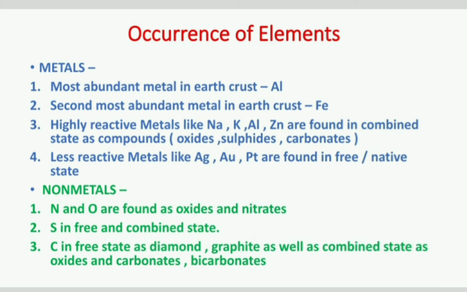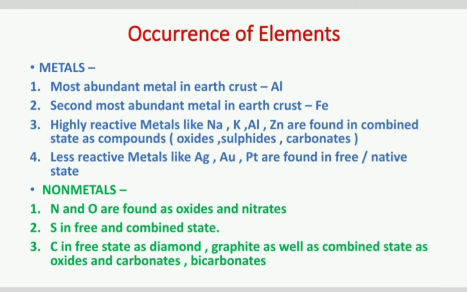That is why they are found in compound form, like oxides, sulfides and carbonates in the earth's crust. Whereas the less reactive metals like gold, platinum and silver do not react with anything. In general terms, we can understand that these metals are happy in themselves. They do not mingle with the other elements around them, so they are alone. That is why we can find them in nature in the free state, which we also call the native state or elemental state.